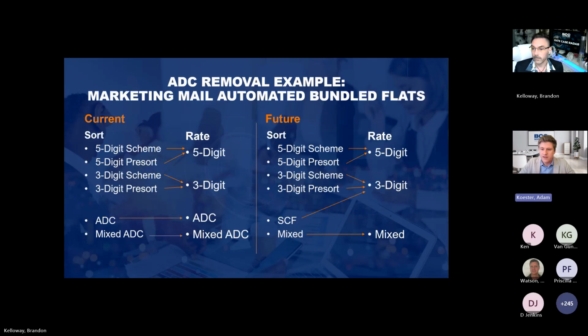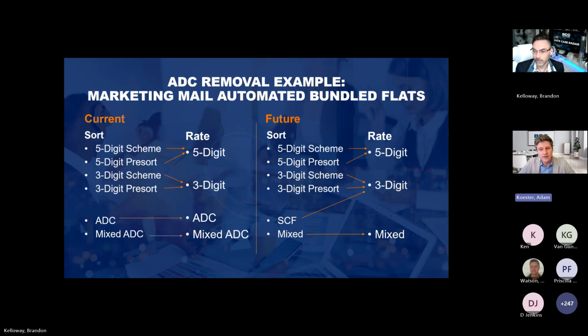And then Brandon, if you go to the next slide, we've got a little example here on the marketing mail automated bundle flats. Again, that's just giving you an example of how those sortations are going to be rated. In the current world we're living in, for those automated bundled flats, we've got 5-digit and 5-digit scheme going to the 5-digit rate. We've got 3-digit scheme and 3-digit sortations going to the 3-digit rate. ADC has its own rate, and mixed ADC has its own rate. As we get to July, that ADC rate equivalent is removed completely, and 3-digit scheme, 3-digit presort, and SCF all go to that 3-digit rate.